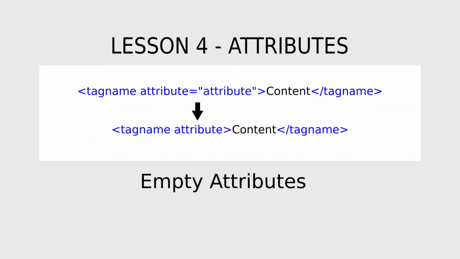There are some exceptions to this format. When the value of the attribute is the same as the name of the attribute, we can safely omit the value and include only the attribute name. These types of attributes are called empty attributes. These attributes are commonly used in situations where we may want to turn some of the behavior of the element on or off. For example, we can add controls to a video player by including the controls attribute.